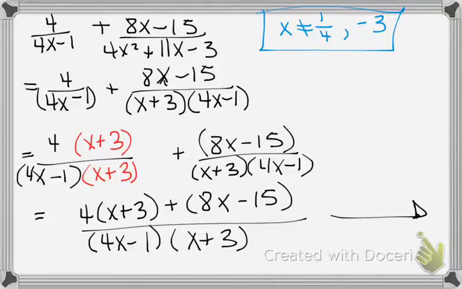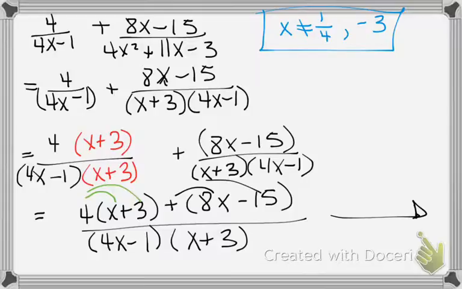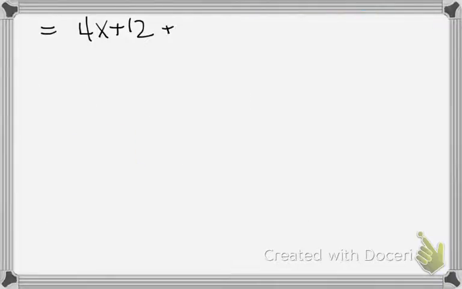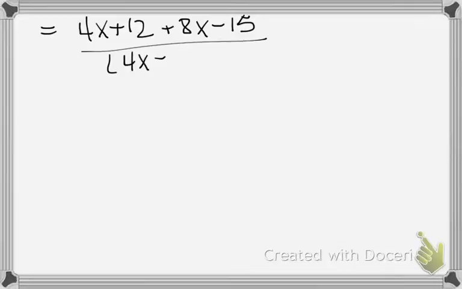Okay, so let's start with FOILing out our 4. We'll get 4x plus 12 on the top here. And if I'm just distributing the positive in, those terms remain unchanged. So it'll be plus 8x minus 15. And our denominator will stay the same.